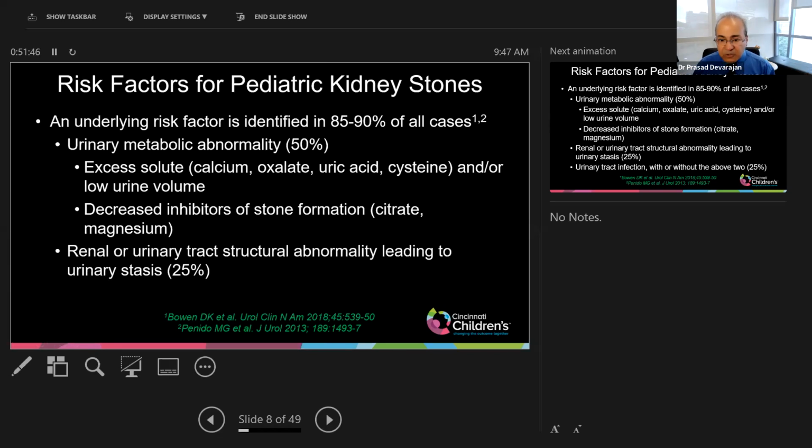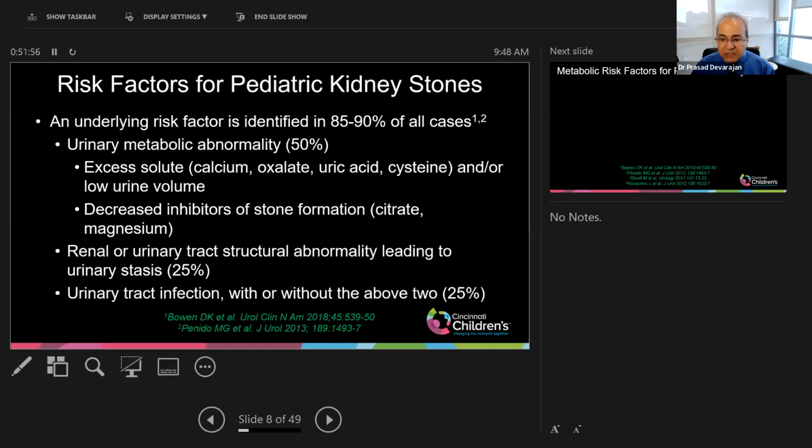And those structural abnormalities lead to urinary stasis. Stasis leads to crystals, and stasis leads to infection, and all of that leads to kidney stones. And the final 25% is just UTIs, with or without the above two. And this is, again, a recent recognition that just recurrent UTIs are a very important cause of recurrent kidney stones, especially in children.